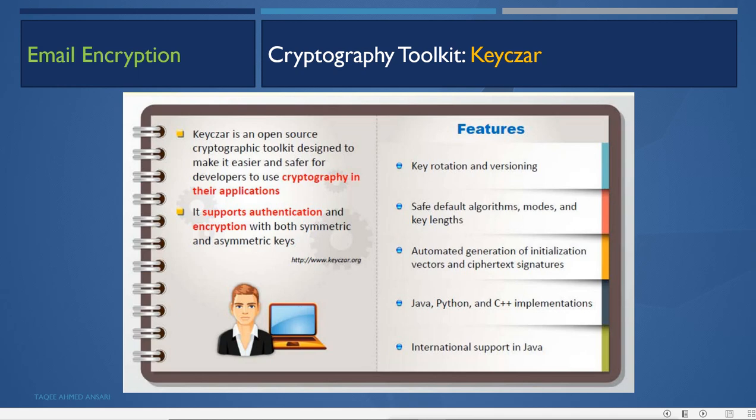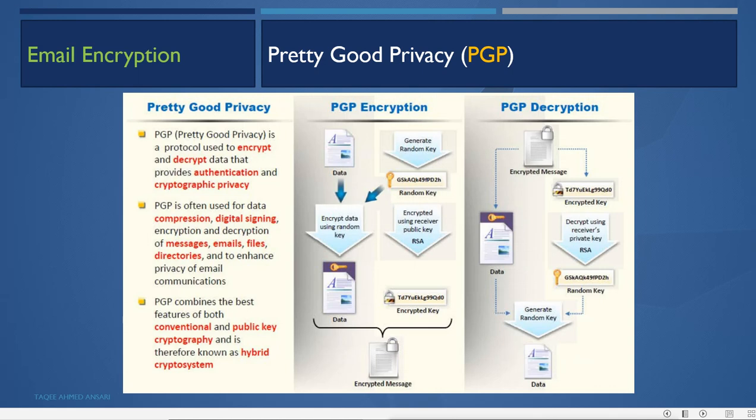Then we have PGP. PGP stands for Pretty Good Privacy. Pretty Good Privacy is a protocol used to encrypt and decrypt data that provides authentication and cryptographic privacy. PGP is often used for data compression, digital signing, encryption, and decryption of messages, emails, files, and directories, and to enhance the privacy of email communication. PGP combines the best features of both conventional and public key cryptography and is therefore known as a hybrid crypto system. So how does it do this?